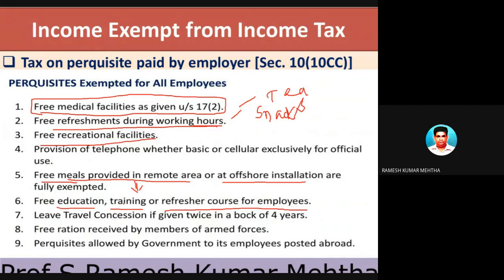Free education, training programs, seminars or workshops provided by the employer to the employee for enhancement of the employee's knowledge, which is used for the employment, are fully exempted from tax. In a similar fashion, leave travel concession we have already spoken about. Free ration received by members of the armed forces is fully exempted from tax. So these are some of the perquisites which are exempted from tax under section 10(10C) of the Income Tax Act 1961.